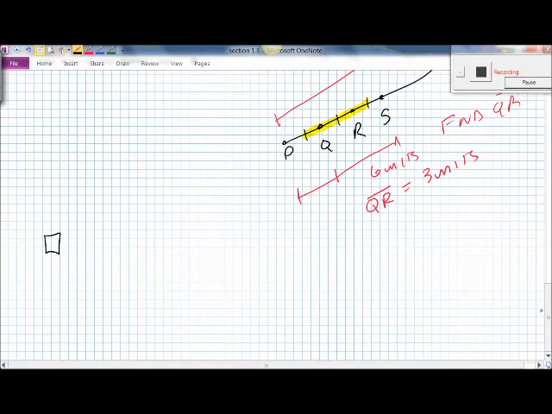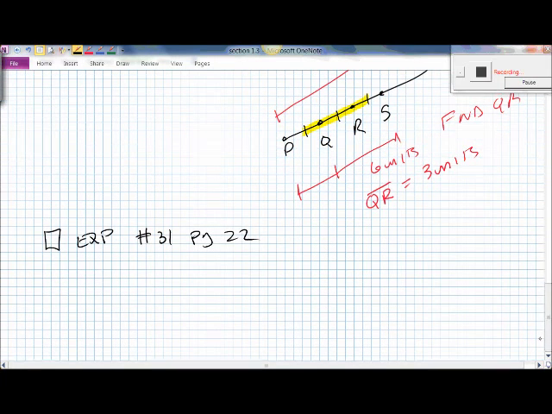And the last box, I would like to do example number 31 on page 22. So please find number 31 on page 22 and read the directions to yourself. Yep. Page 22, number 31.